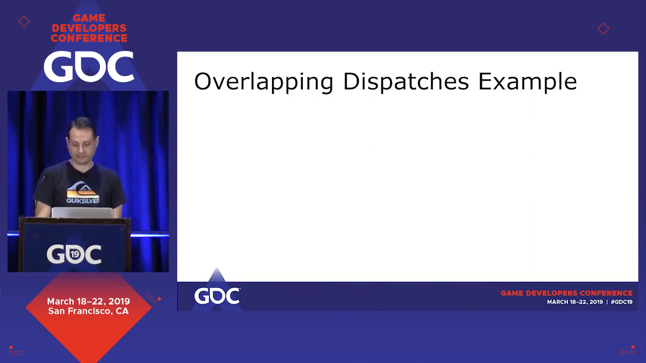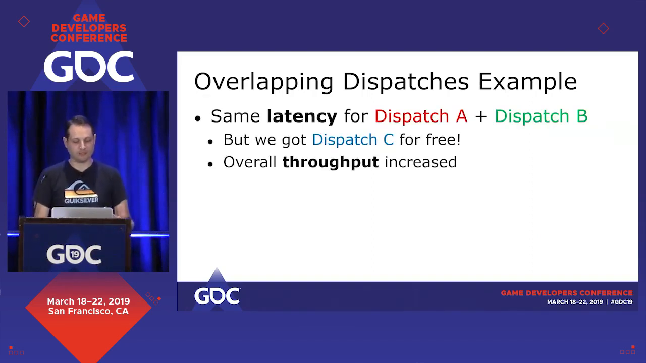All right, so how did we do this time? You may notice that we basically had the same latency for dispatch A plus dispatch B. From the start of dispatch A to when dispatch B was completely finished, it took the same amount of time, which is 400 cycles. However, the nice thing is we basically got dispatch C for free. We just snuck it in there. It took up those idle cores, and it completed, and we didn't increase the total running time. So our overall throughput increased because we got more done in the same amount of time.